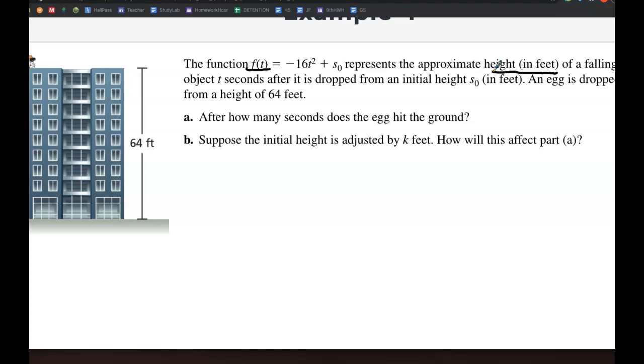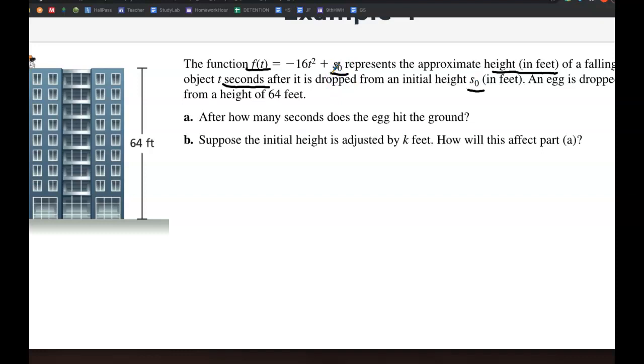So of a falling object after t seconds, what does t represent? Ryan, what does t represent? After it's dropped from an initial height, s of o. What does s of o represent, Dawn? An initial height, okay? What does initial mean? The beginning, so where it starts. So s of o in this function represents where that object starts.